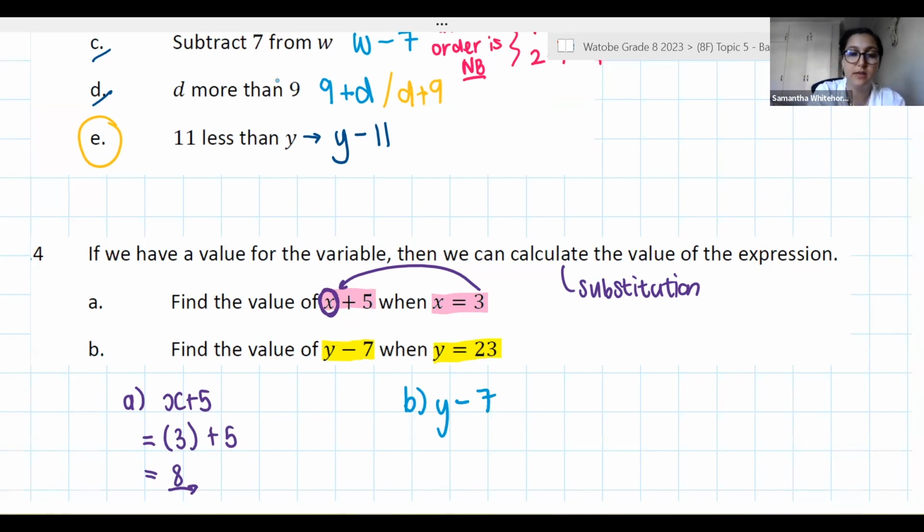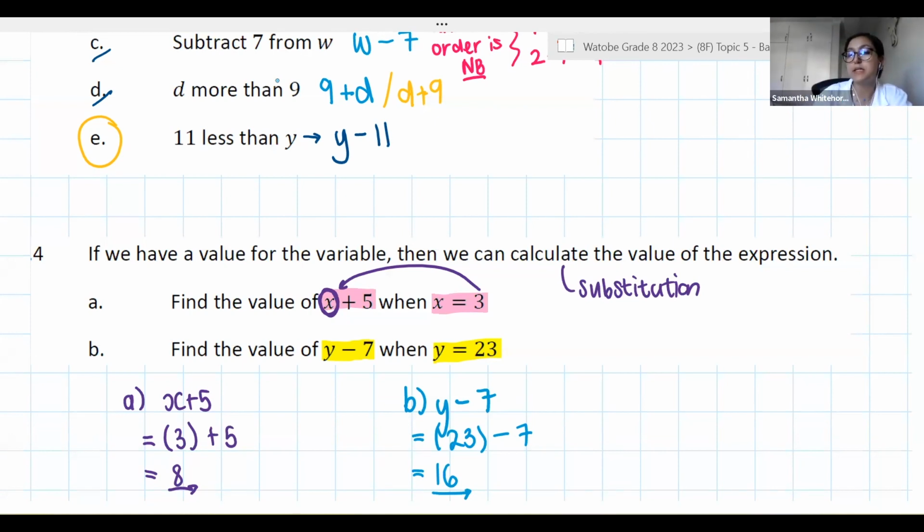Well done. Right, guys, so we know y is 23, so I substitute in 23. I need to subtract 7. Now remember, you're starting with 23 whatevers, and you're taking 7 away, so this value should get smaller. 23 minus 7 is 16. So the value of my expression in question B, if y is 23, will be 16.